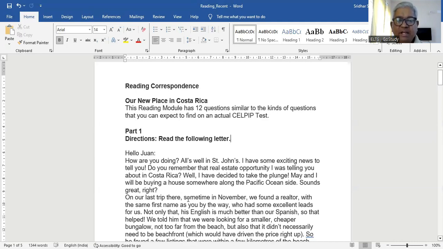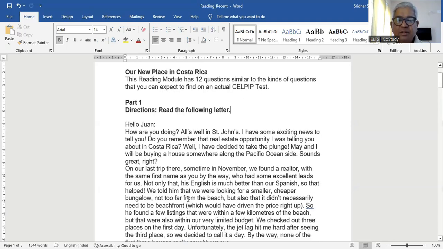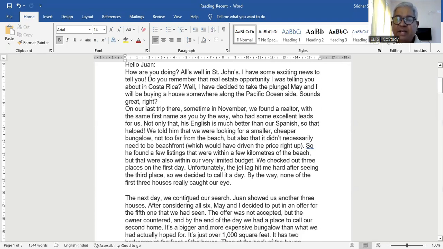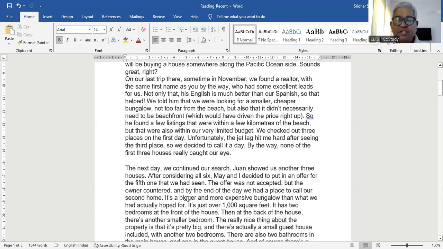Do you remember that real estate opportunity I was telling you about in Costa Rica? Well, I have decided to take the plunge. May and I will be buying a house somewhere along the Pacific side, ocean side. Sounds great, right? On our last trip there, sometime in November, we found a realtor with the same first name as you, by the way, who had some excellent leads for us. Not only that, his English is much better than our Spanish.